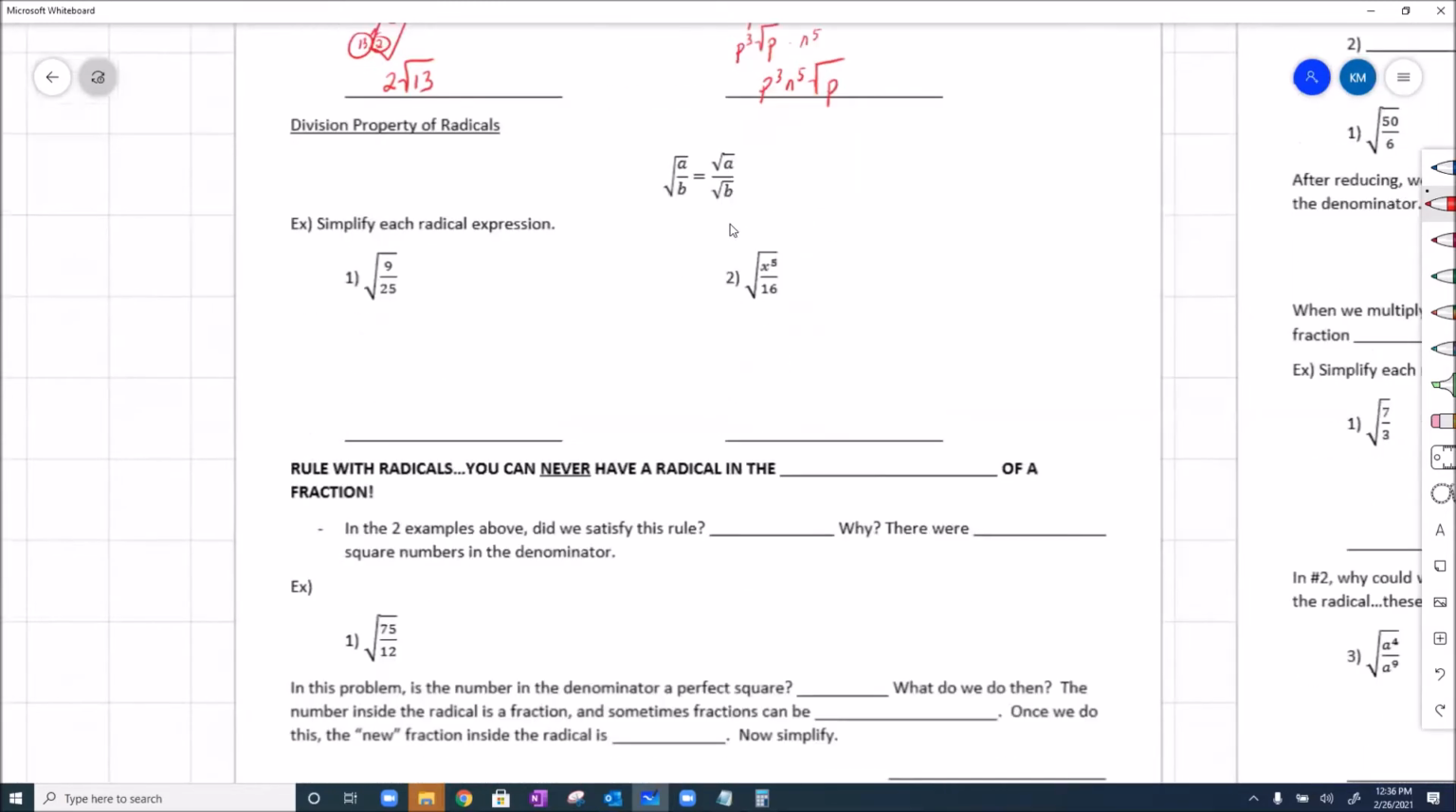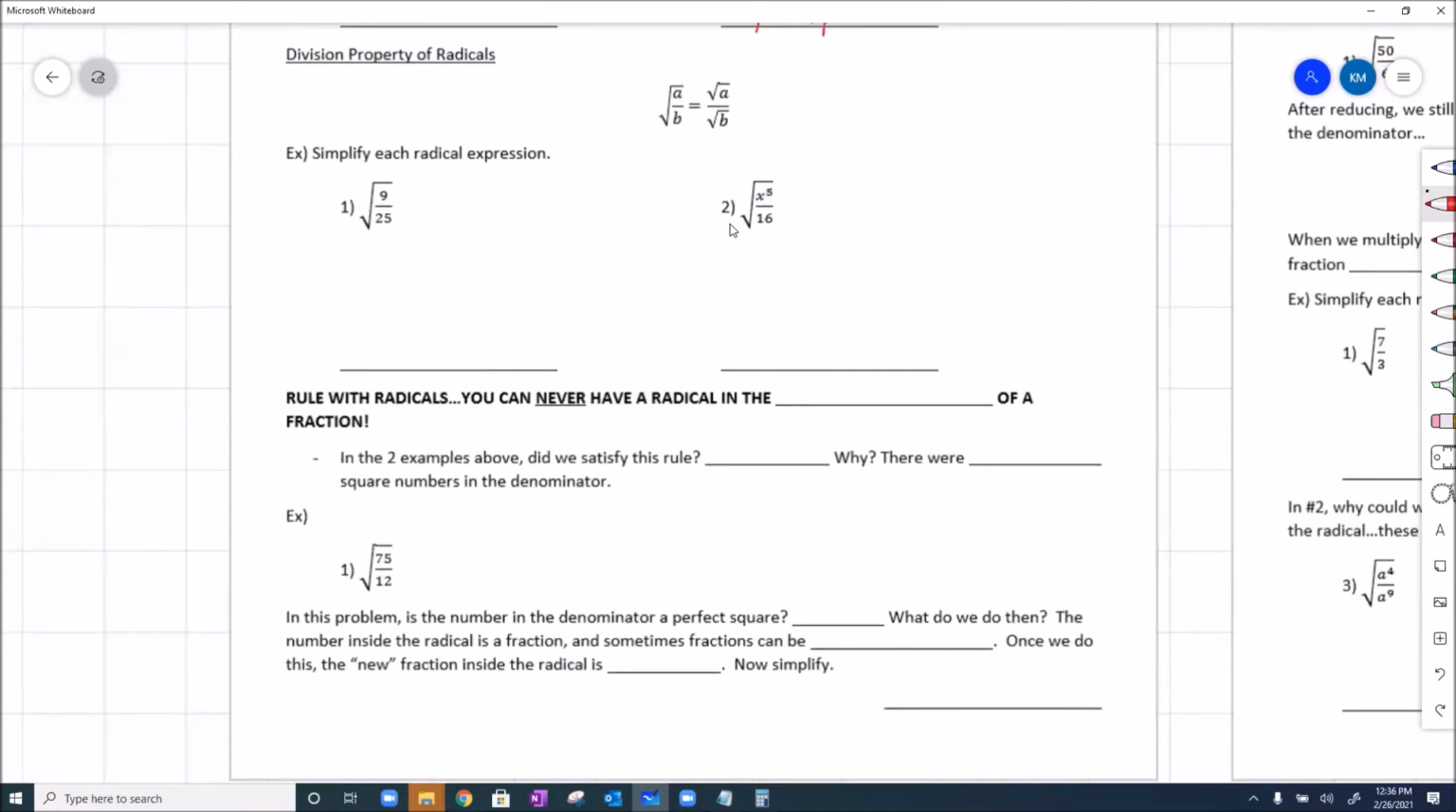Okay, let's look at division here. This is new for us. The division property of radicals is that if we have radical a over b, that's the same as radical a over radical b. And vice versa. If we have radical a over radical b, we have radical a over b. So basically the same rule with multiplication where we said inside times inside, outside times outside, goes with division too. Inside divided by inside, outside divided by outside.